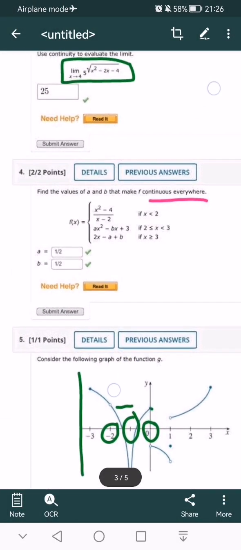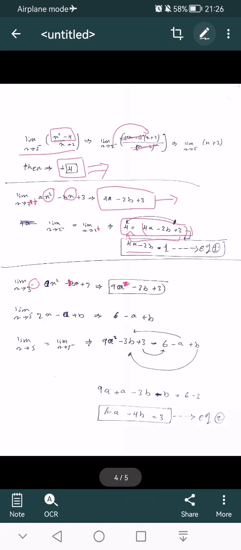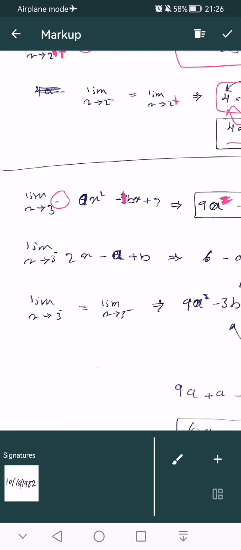It says if it is greater than 3, substituting here, what will be the limit as x goes to 3 from the left or right side? Okay, for continuity, one of the conditions is that the left side must equal the right side. So let me now do the second one.